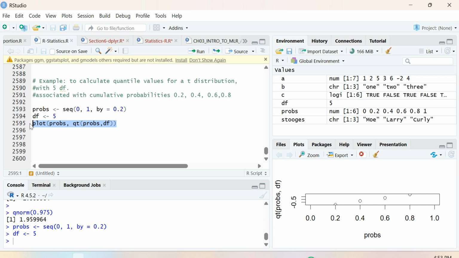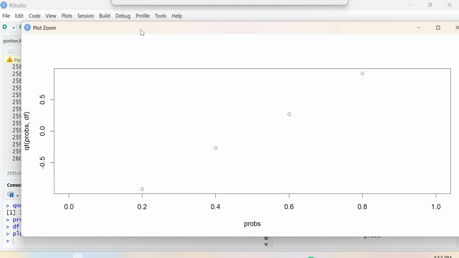Next we can use qt, which gives the quantile value for the t-distribution, on this vector of cumulative probabilities with these degrees of freedom. Then we get these quantile values and plot them on the y-axis, with the x-axis for cumulative probability. So this is the result of this plot.